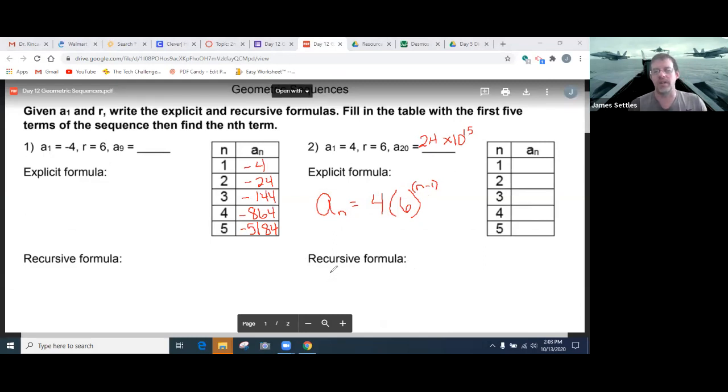And then we're going to do the recursive formula one more time. So we got A sub n is equal to, and then we got this n minus 1 nickname. And the only thing that we care about is at the end. The pattern is multiplying by 6, so it would have times 6 right there.